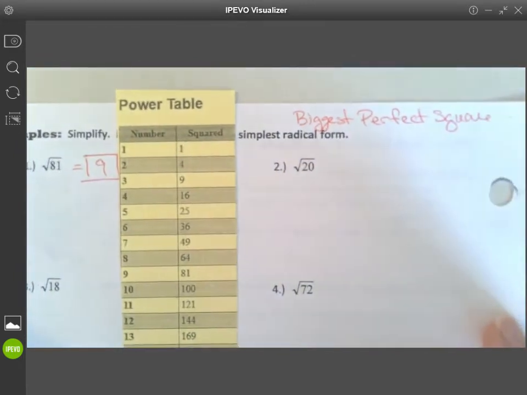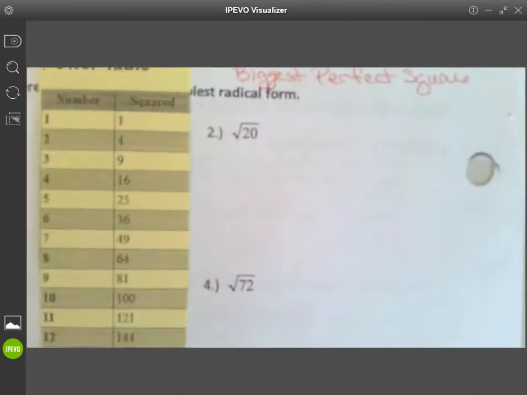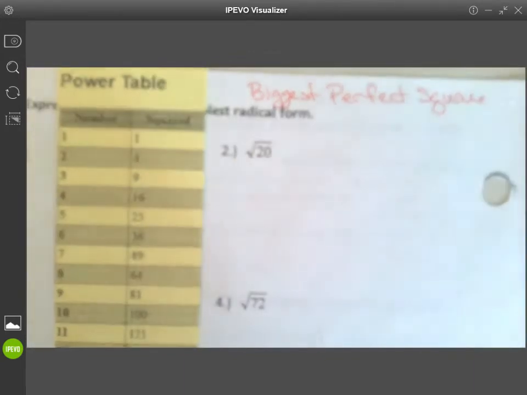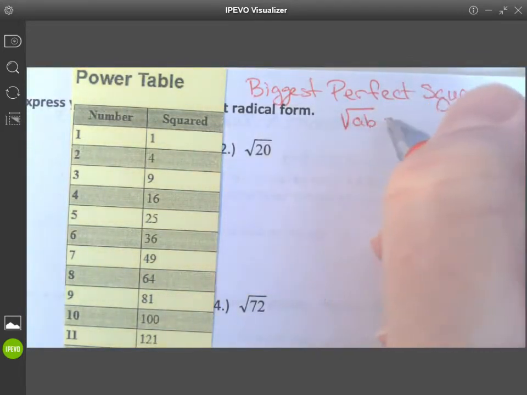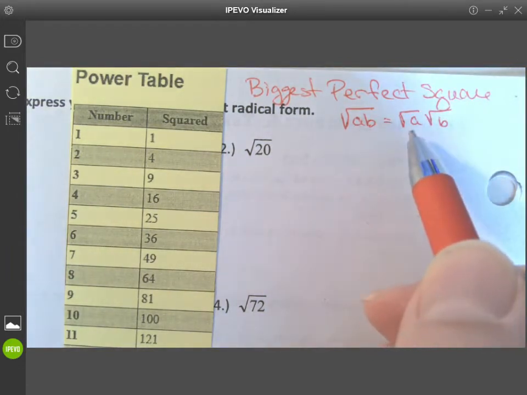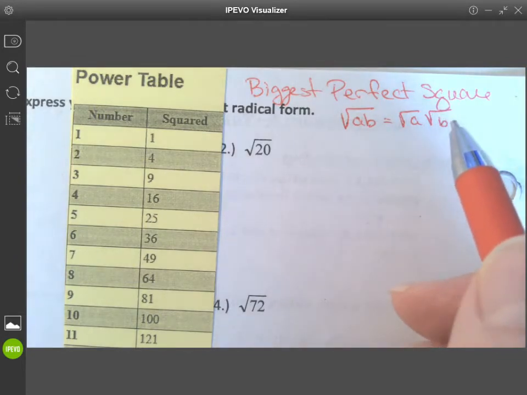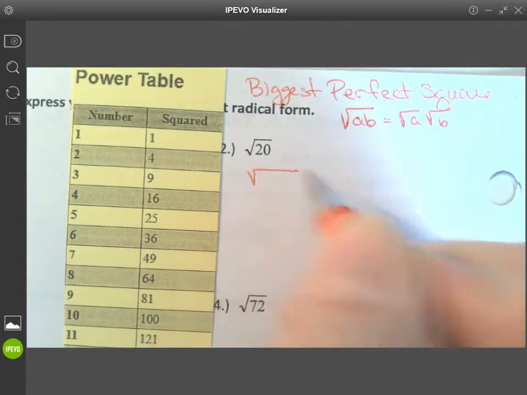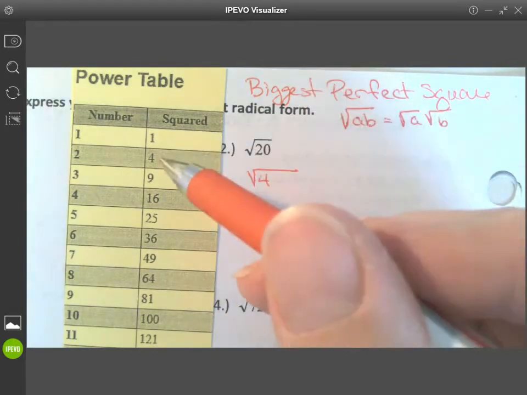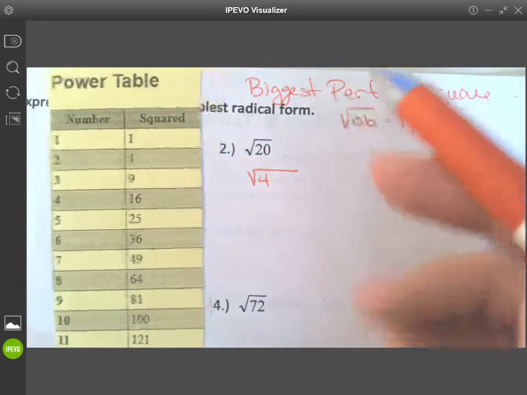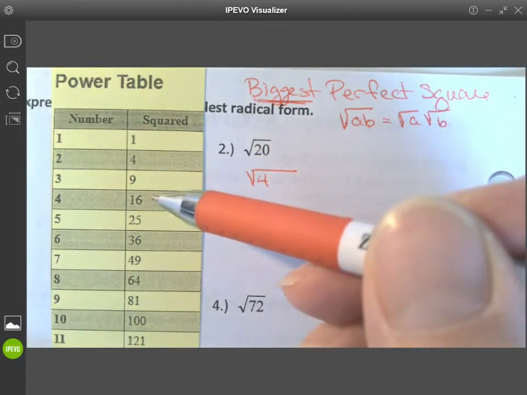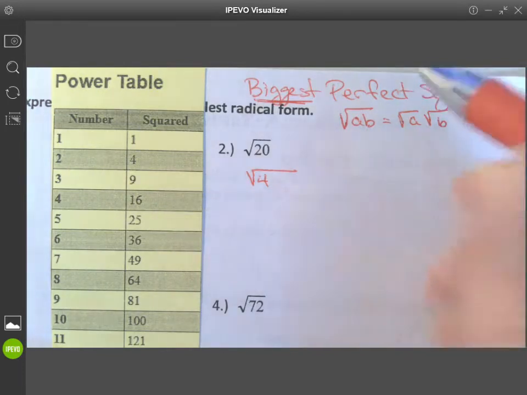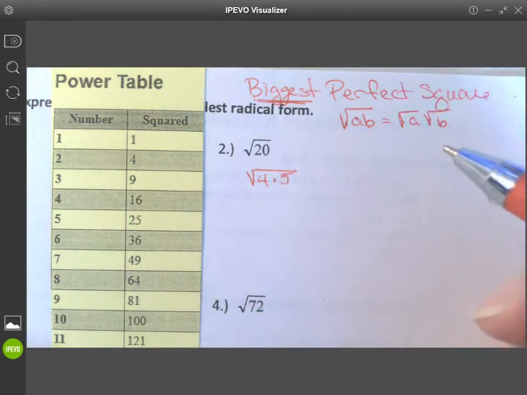Now, how do we know it's the biggest? There's a couple ways to check that. So there is that rule that I gave you. The square root of a times b equals the square root of a times the square root of b. Basically, if I have multiplication, I can break them up and take the square root of the individual factors. I would normally skip this step, but here's the idea. 4 is on my list, and it goes into 20. Now, how do I know I got the biggest perfect square? Well, 9 does not divide into 20, 16 doesn't divide into 20 evenly, and 25 is too big. So I want a perfect square that divides into it, a factor of it.